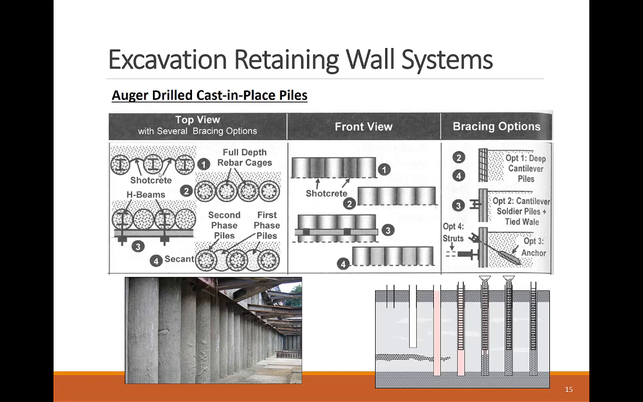To improve the water tightness of the wall, secant piles can be bored as a first phase and then followed with boring the concrete piles that eat from the material of the first phase piles, as we will see very soon in the next slide. Also, the pile can be reinforced with H-beam instead of reinforcement rebar cages.